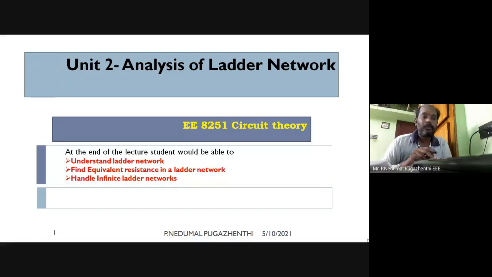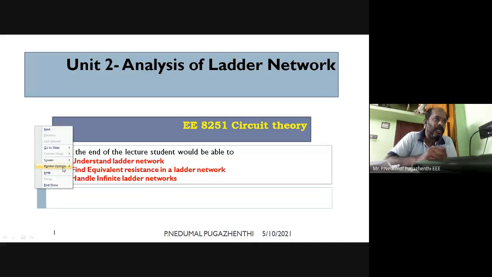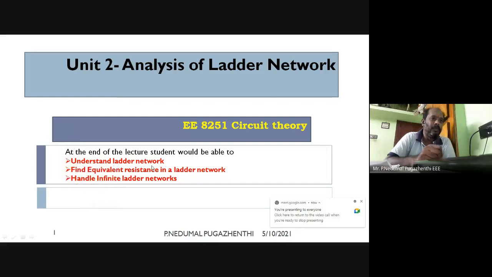So we would like to deal with today's lecture entitled "The Analysis of a Ladder Network." We have already given you some problems which are similar to that of a ladder network, but anyway, we will introduce you to the ladder network in this particular lecture.